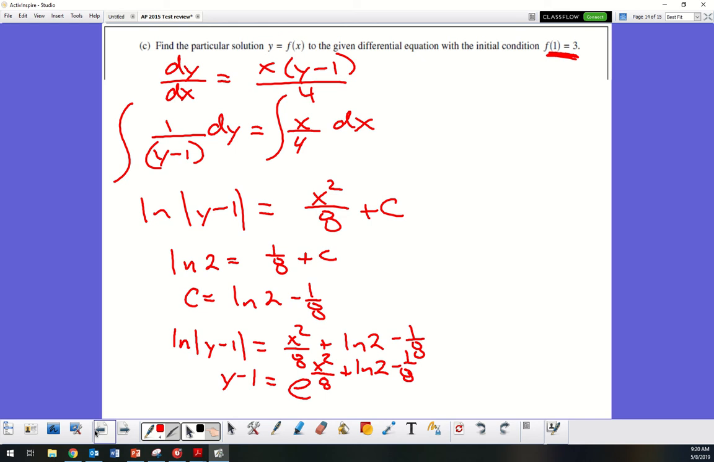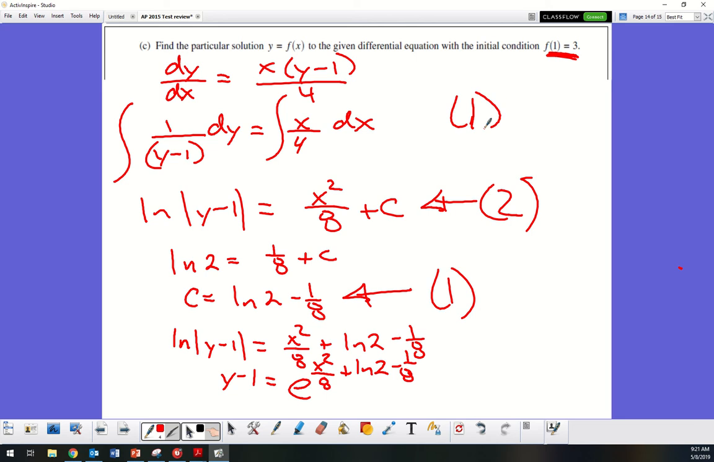Let me see where the other point is at. 1 point. C equals, this is 1 point. This is 2 points. And then this, when I have this separation of variables, is 1 point. So I have another question.